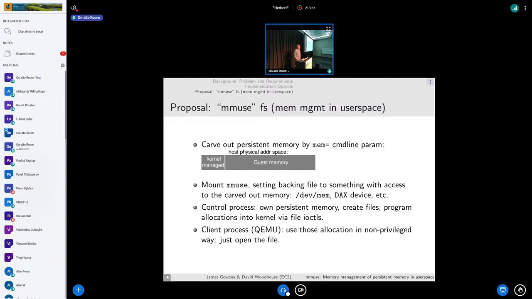No swapping support then? Say again? No swap support. You could absolutely have swap support here. One way you could do something like that is your user space control process could decide to swap out some memory, write it off to somewhere else, and then record in its own internal state that that memory from that file is now somewhere else.